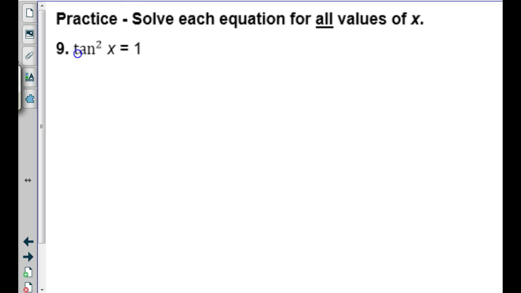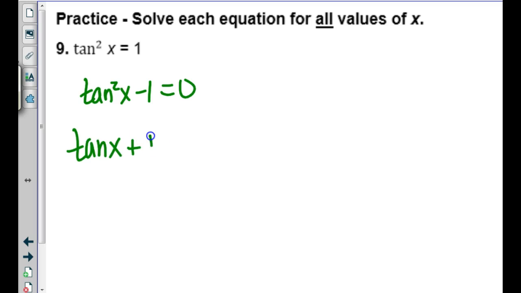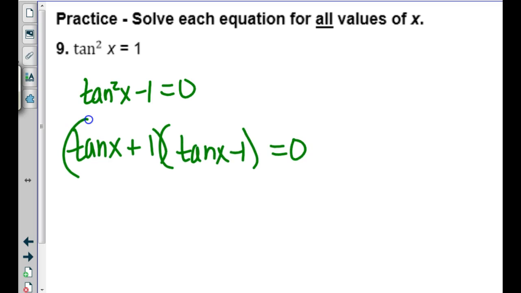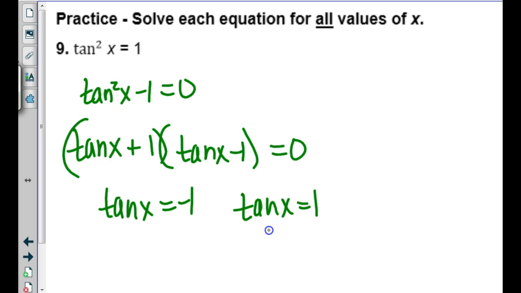I'm going to do this question real quick. How would you do this? You could either subtract the 1 over and factor, or you could square root. Either way, you should get +1 or -1. Okay, how often does that happen? Where's the tangent -1 or +1? Tangent at pi over 4 is +1. It would be 5 pi over 4, right? This one is at 3 pi over 4 and 7 pi over 4.